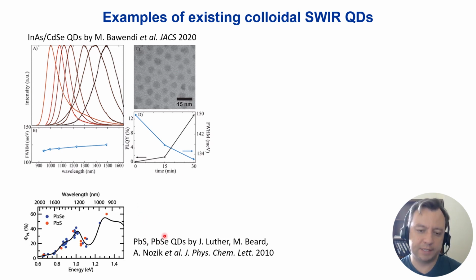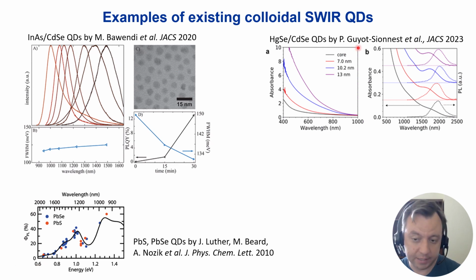Similarly, 4-6 semiconductors, lead sulfide and lead selenide, have been explored extensively by a number of groups at NREL and other groups. And quantum yields were collected for a number of samples, and again we see the decline in the quantum yield with the increasing wavelength of emission.